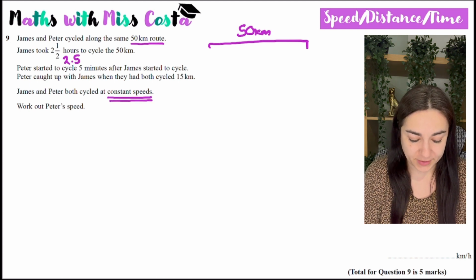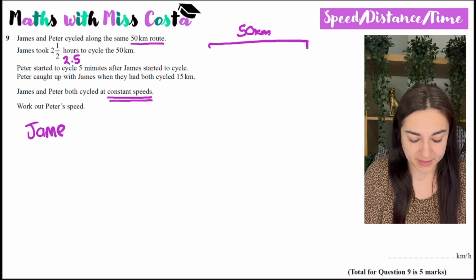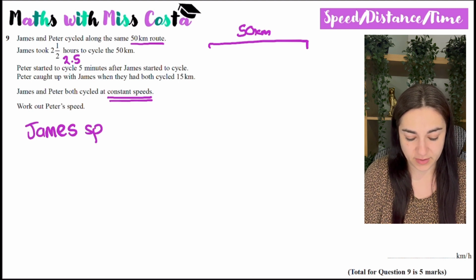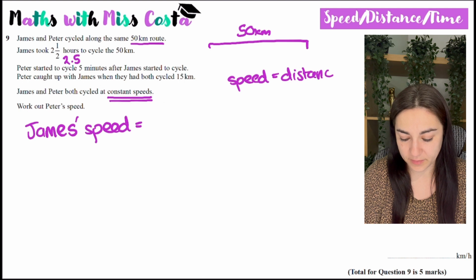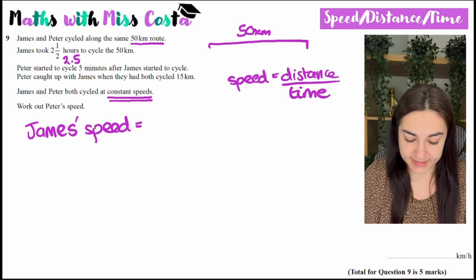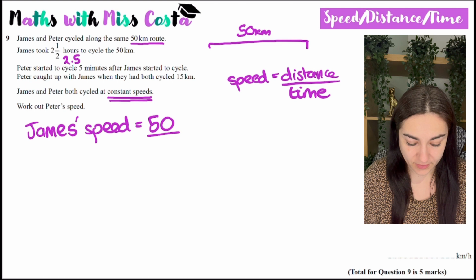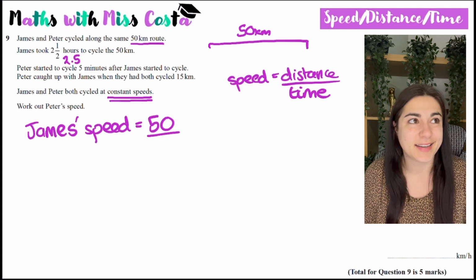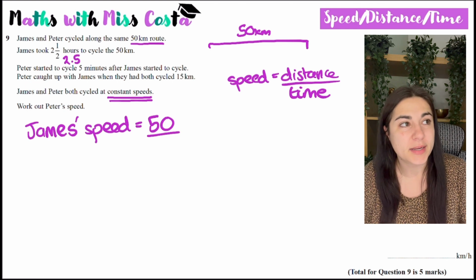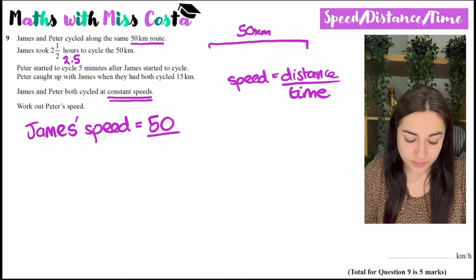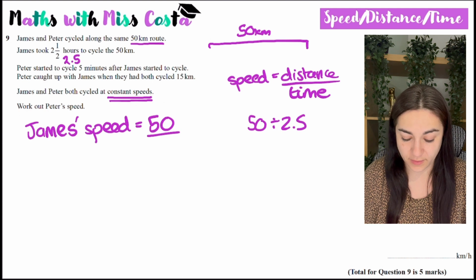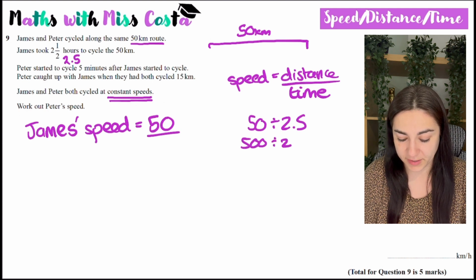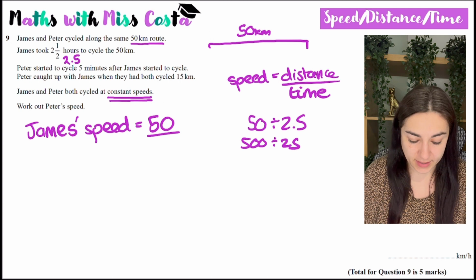So what I can first do is figure out what James's speed must be, because I have all of the information that I need in order to do that. So remember, speed is distance over time. So then the distance is 50 and the time is 2.5. This is a non-calculator paper, so you could either do 50 divided by 2.5 if you're confident with dividing decimals, turn that into 500 divided by 25, or you could turn it into a fraction.